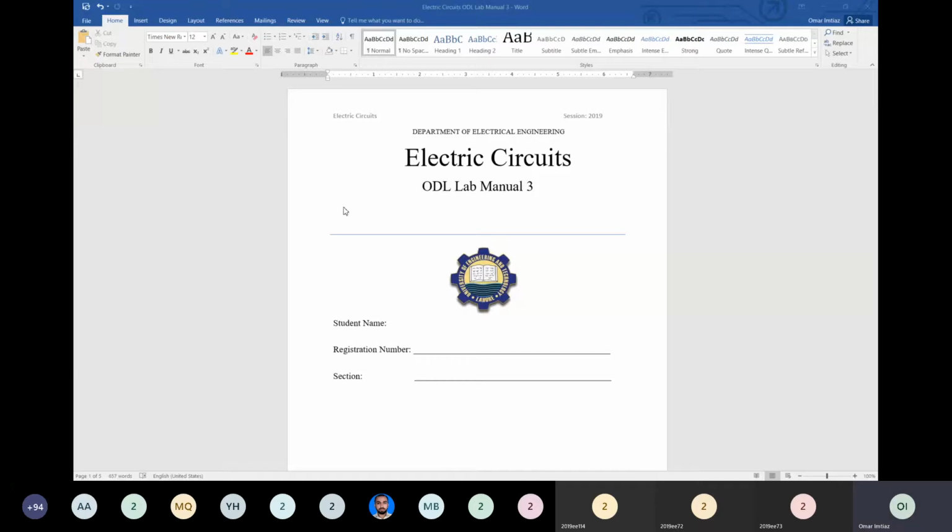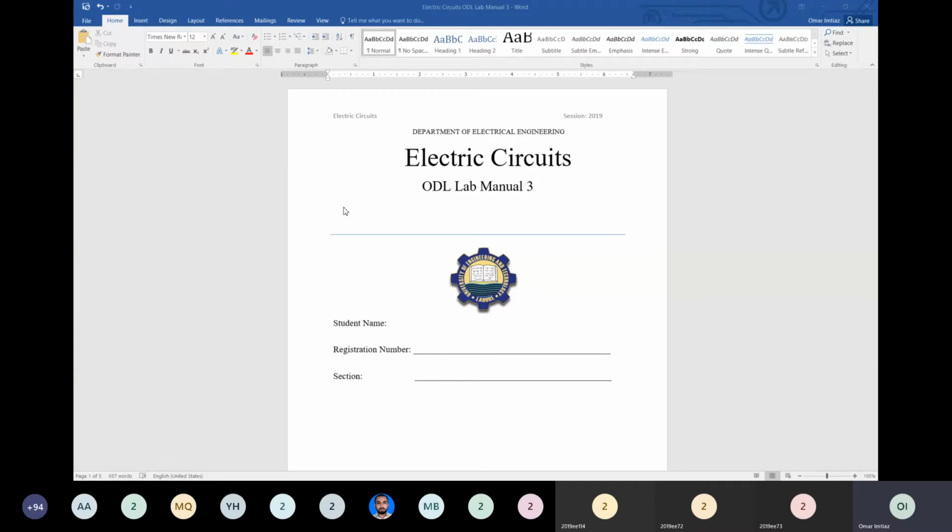So the DSO has little to nothing to do with ODL Lab Manual 3. That is a separate video that we demonstrated. That video will help you figure out some things when you first start using the DSO, at least I hope that it will.